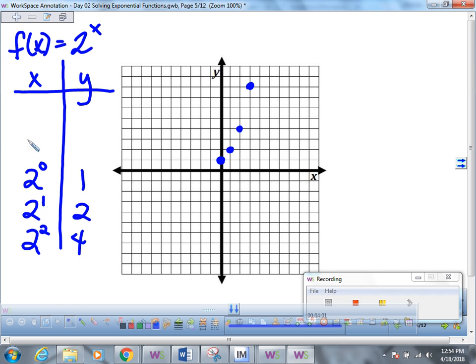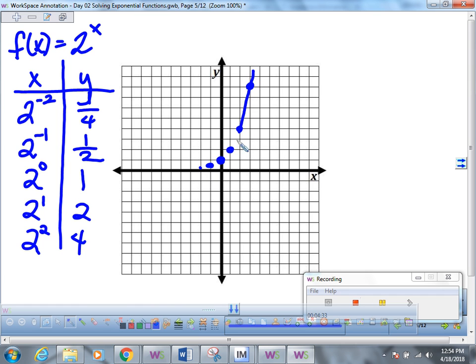Now, this is where we go in the negative. If x is negative 1, I get a half. 2 to the negative 2 equals a fourth. But of course, these numbers don't matter as much because we just know that they're getting smaller and smaller and smaller and smaller and smaller.